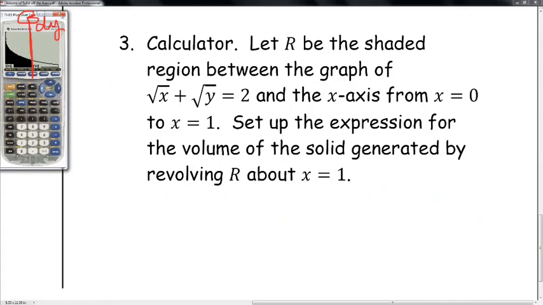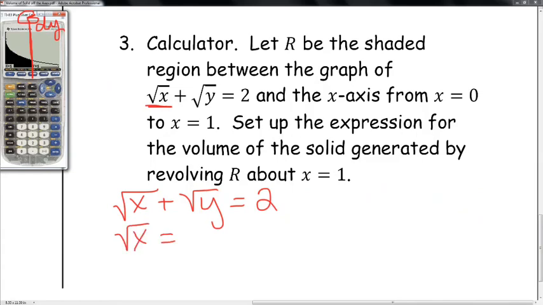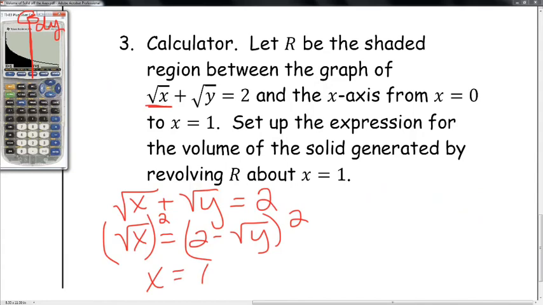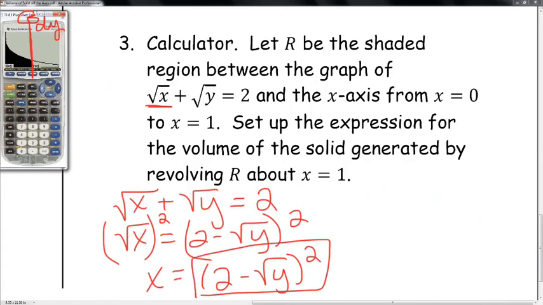So we need to solve for x over here. So I have the square root of x plus the square root of y is equal to 2. And so I'm going to subtract the square root of y from both sides. So I have the square root of x is equal to 2 minus the square root of y. If I get rid of the square root, I do it by squaring. So I'll square both sides. So I have x is equal to (2 minus the square root of y) squared. And this is what I put into my y1, except instead of y, I have x.